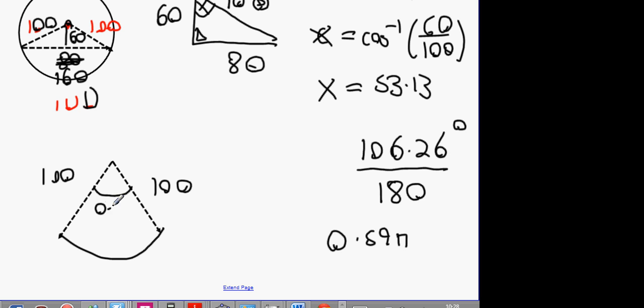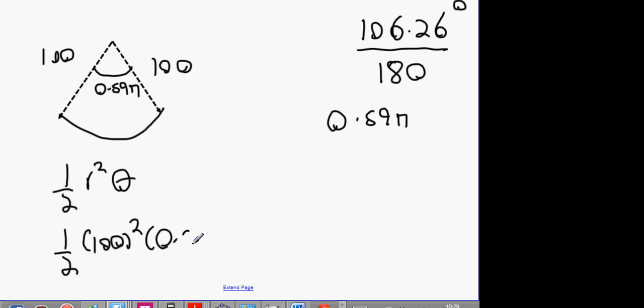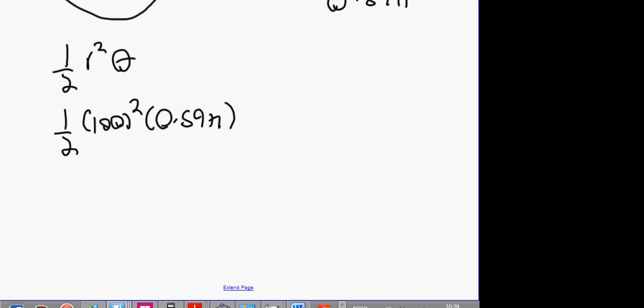Now guys, I can use a half r squared theta. So we put this in: a half times 100 squared times theta, which is 0.59 pi. What do we get? Put it in terms of decimals, not pi, if possible.